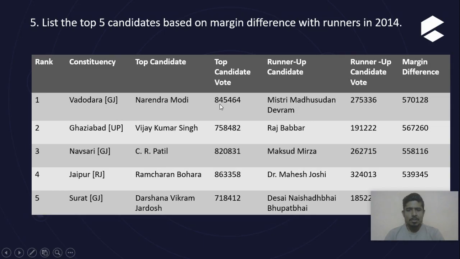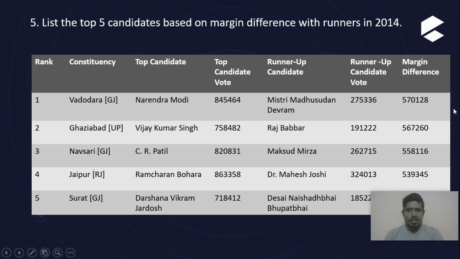So Narendra Modi received 8,45,464 votes from Vadodara constituency of Gujarat, and his runner-up candidate Mistry Madhusudan Devram received only 2,75,336 votes. So the margin difference between these two candidates is 5,70,128. This is the maximum margin difference among all such candidates. That is why Narendra Modi is ranked as number one among all these five candidates.